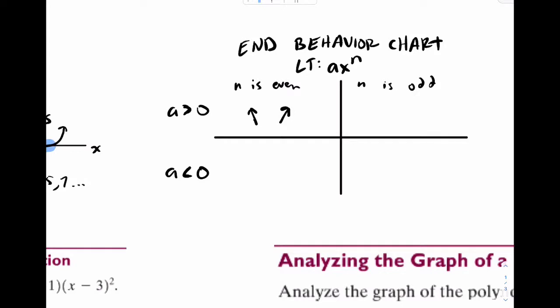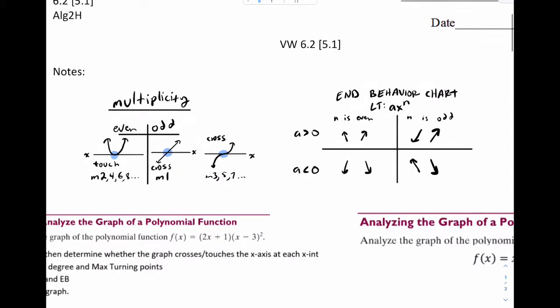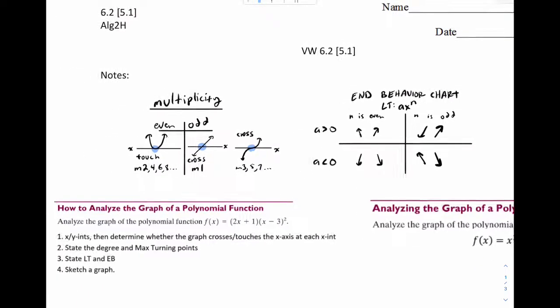If you negate it, then you flip them. If n is odd and a is positive, then it's going to look like this, down and up, then flip it if it's negative. Okay, so that's a quick review on some basic concepts we're going to need to do.